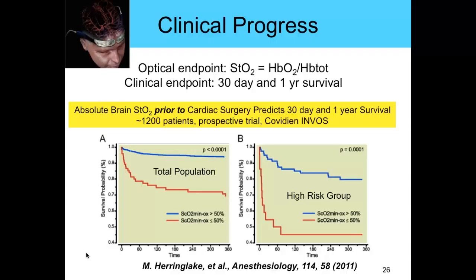And what they found was if they set a cutoff of 50% saturation, you only had about a 70% or so chance of survival at 1 year, whereas if your saturation was above 50%, you had a 95% chance of survival at 1 year. Now that's a huge difference. This is looking at all 1,200 subjects.